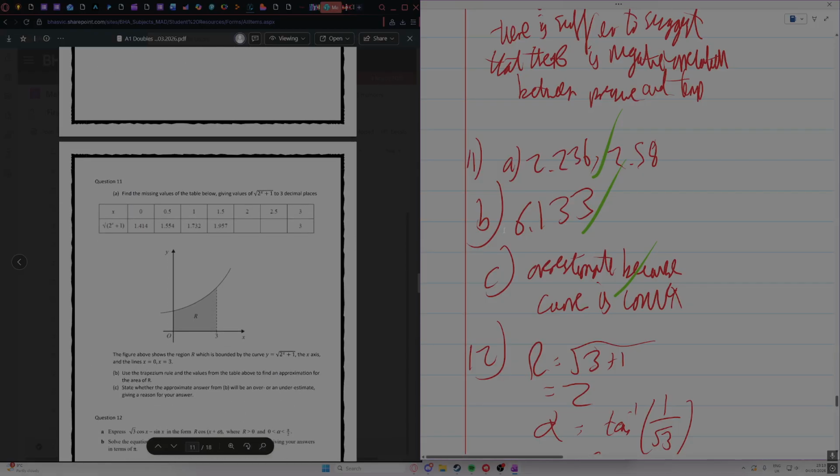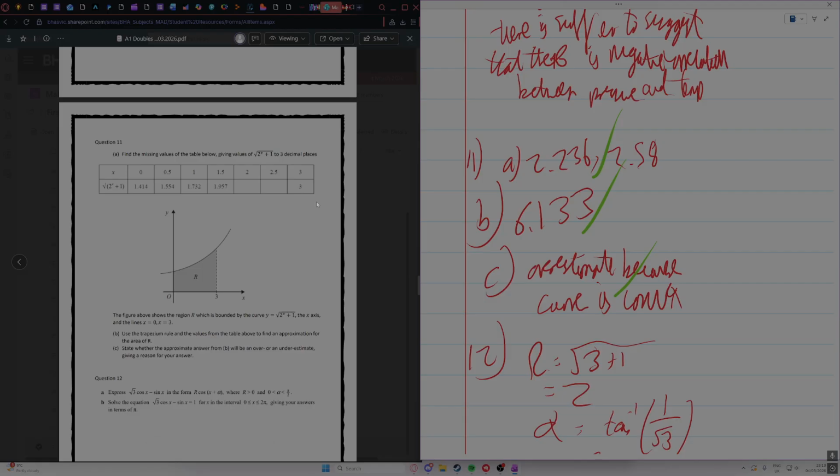Find missing values, do trapezium rule. It wasn't necessarily an easy assignment, it kind of was, but it wasn't necessarily easy. A lot of the questions can be done quite fast, and they're quite calculator style questions. So here, fill out your values, do trapezium rule, and again, convex, concave.